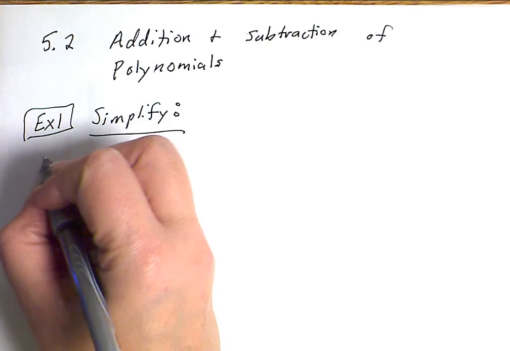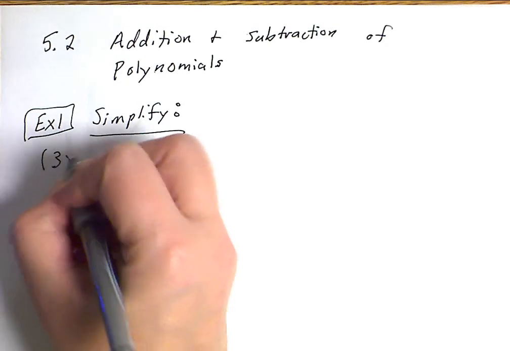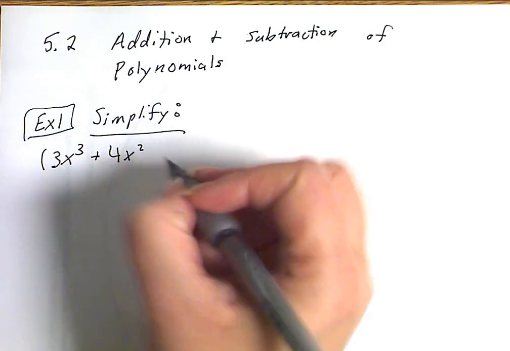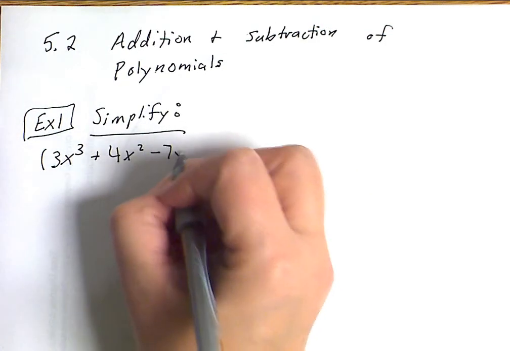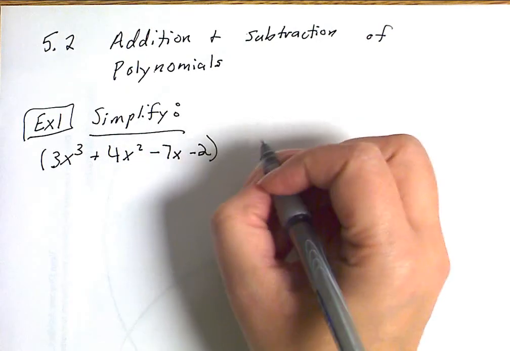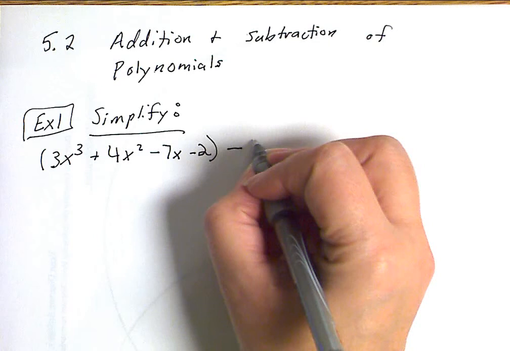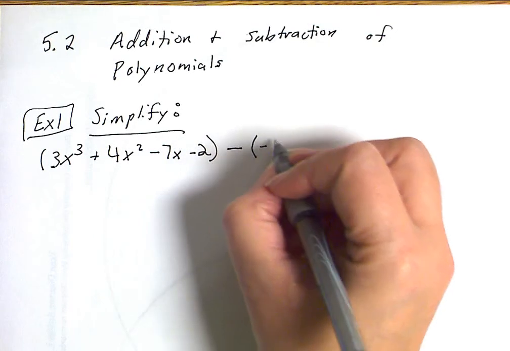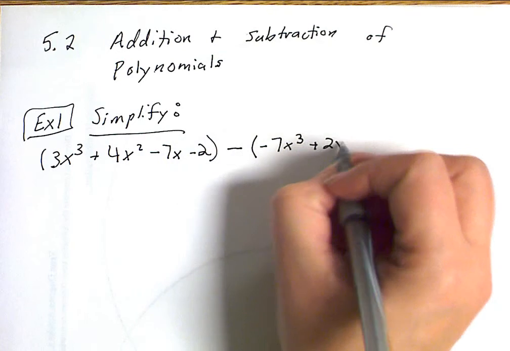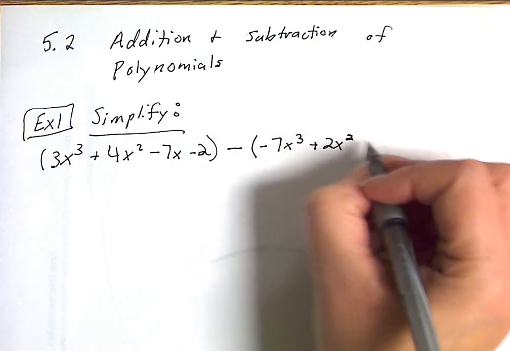We have 3x cubed plus 4x squared minus 7x minus 2. And we're going to subtract the other polynomial, which is negative 7x cubed plus 2x squared minus 1.